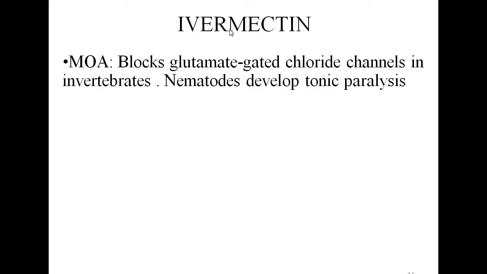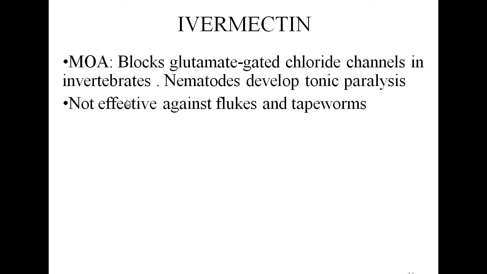Ivermectin is again a 5-mark question because it is the drug of choice in filariasis. Mechanism of action of ivermectin is it blocks the glutamate-gated chloride channels in invertebrates. So the worms develop tonic paralysis, that is the tone increases and the worm is paralyzed. Ivermectin is not effective against flukes and tapeworms.